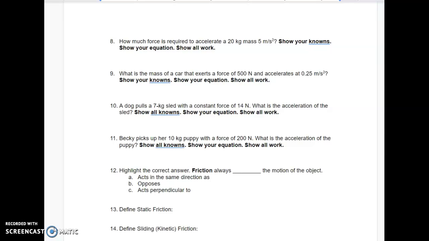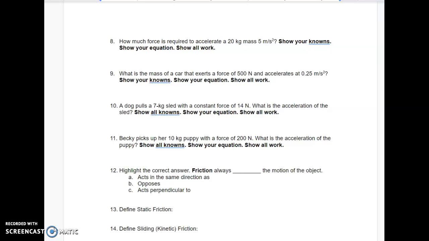All right, so number 10, a dog pulls a 7-kilogram sled with a constant force of 14 newtons. What is the acceleration of the sled? So again, we have to use Newton's second law, but rearrange that equation in order to solve for acceleration. So the equation that you should use is A equals the net force divided by your mass. So we have a force of 14 newtons and a mass of 7 kilograms. So you should take 14 newtons divided by 7 kilograms and get 2 meters per second squared.